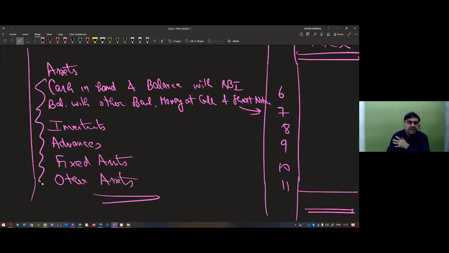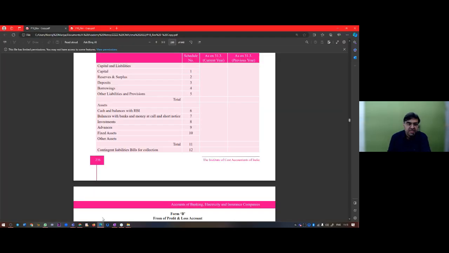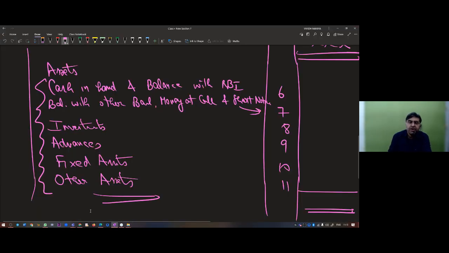Remember these 6 names for the asset side. Revise it quickly. All done. Very well. We move further. Cash and balance with RBI, balance with other banks, money at call and short notice, investments, advances, fixed assets, other assets. So we have done 11 schedules.